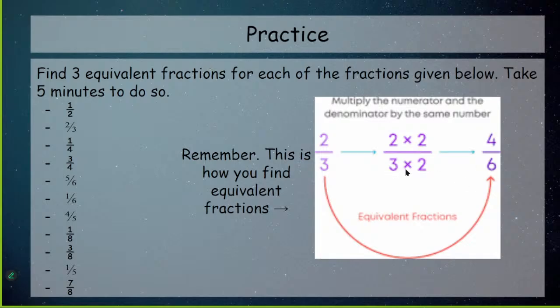And remember, this is how you find equivalent fractions. You multiply the top and bottom by the same number. So for 1/2, for the first equivalent fraction, multiply the top and bottom by 2. For the second equivalent fraction, multiply top and bottom by 3. And for the third, multiply top and bottom by 4. Okay? And you have to do that for all of these. So take like 5 to 10 minutes to do it, and your time starts now.